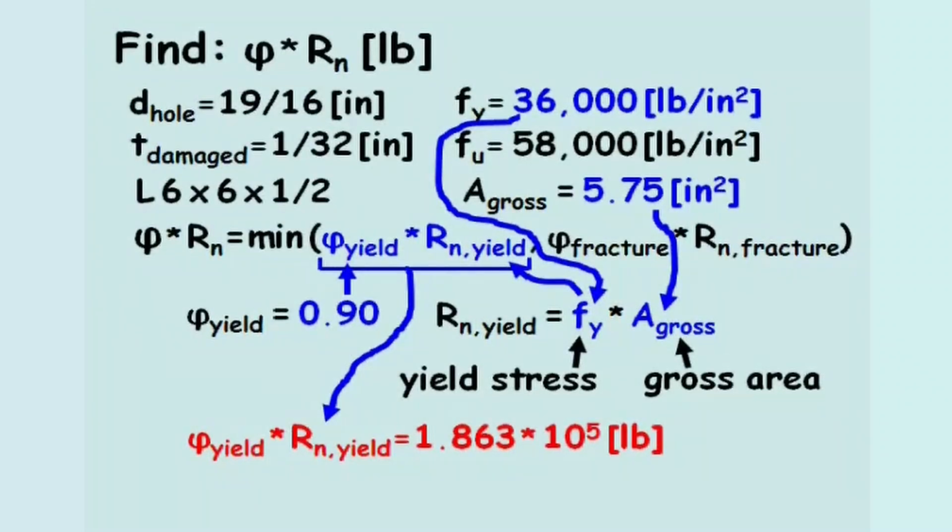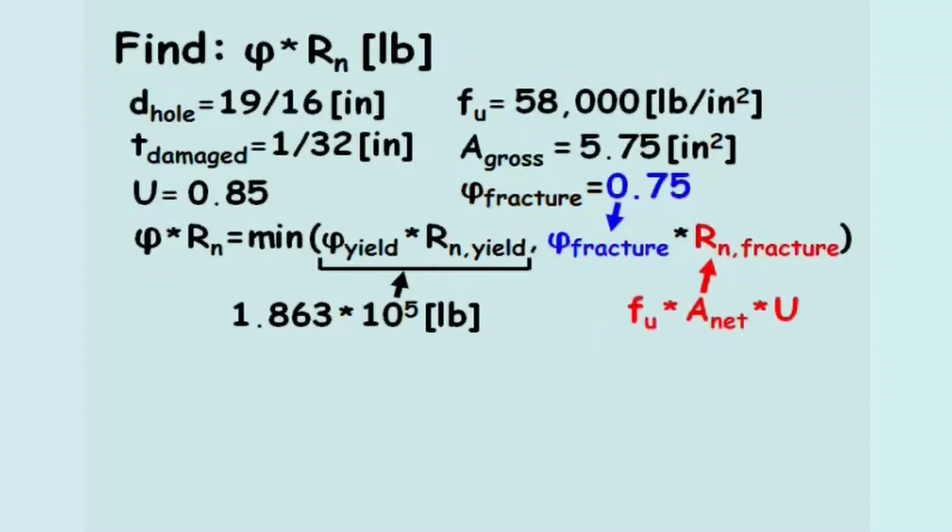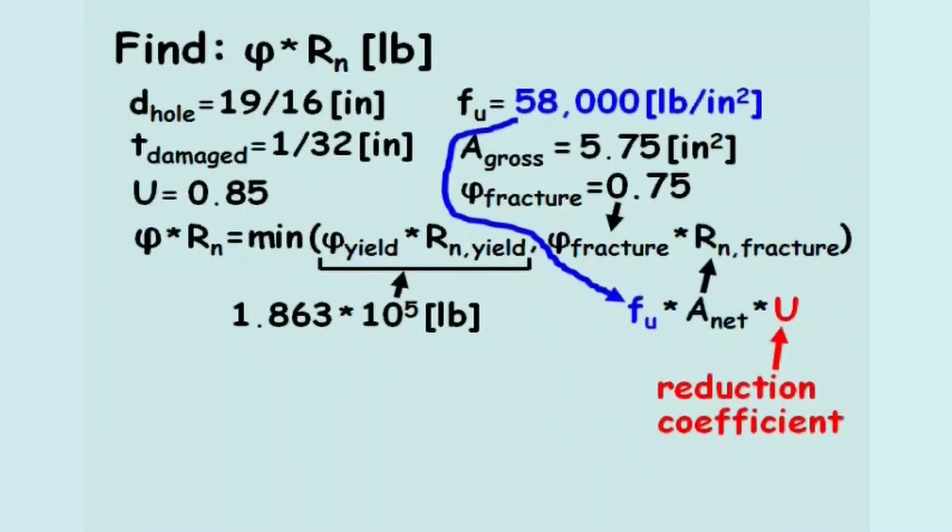Next, we'll compute the design strength for a fracture failure. The resistance factor for a fracture failure equals 0.75. The nominal resistance for a fracture failure equals the ultimate stress in the steel times the net area times U. From the problem statement, we know the ultimate stress equals 58,000 pounds per square inch. The variable U is the reduction coefficient, which accounts for inefficiencies of transferring loads, and equals 0.85.